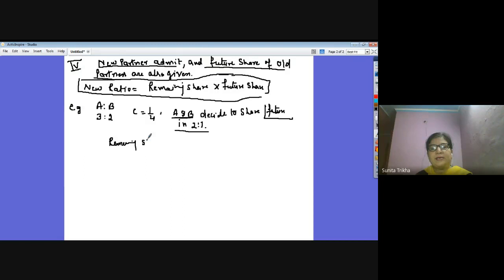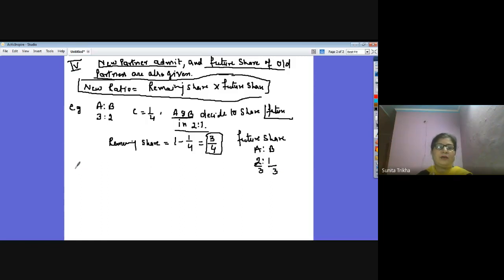So remaining shares, you have an idea how to calculate the remaining share. रिमेनिंग शेयर्स कैसे कैलकुलेट करते हैं? लेट द न्यू फर्म शेयर्स बी 1 and subtract the new partner shares from the 1, you are able to get the remaining shares. 1 minus 1/4, then the remaining shares will be 3/4. Now multiply remaining shares by the future share. The future share is given A is to B, 2 is to 1, means 2/3 and 1/3.